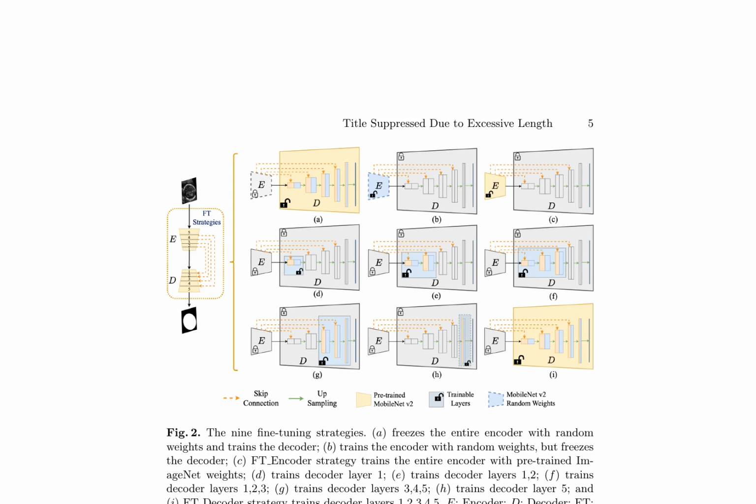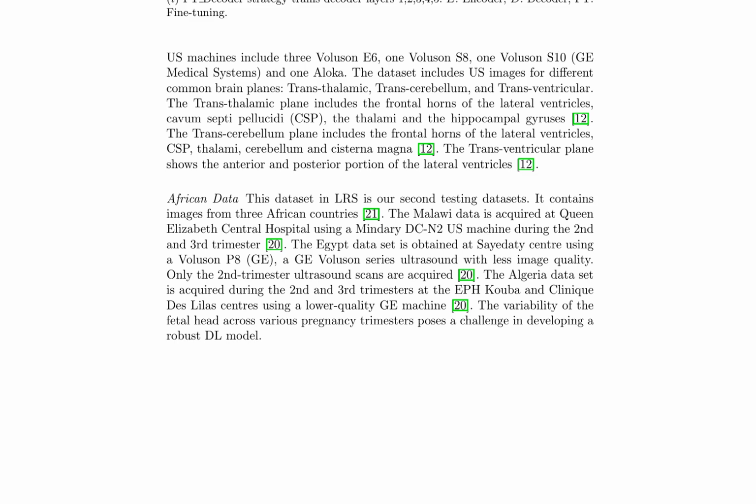The dataset used includes ultrasound images from different common brain planes such as transthalamic, transcerebellum, and transventricular. Images were collected from various locations, including the US, Africa, and Asia, using different ultrasound machines. The variability of the fetal head across various pregnancy trimesters poses a challenge in developing a robust deep learning model.